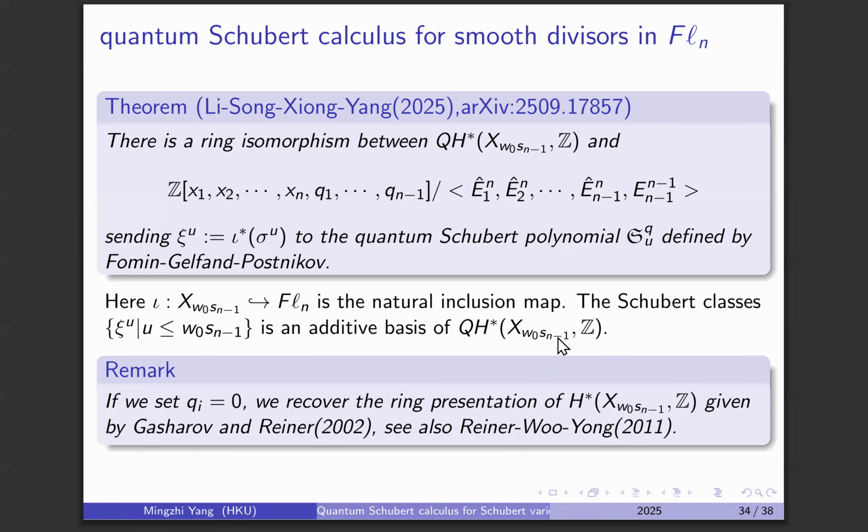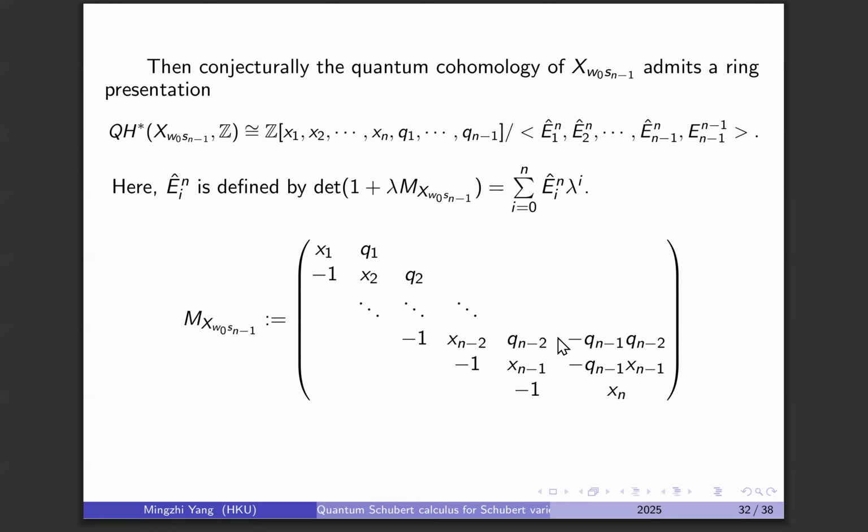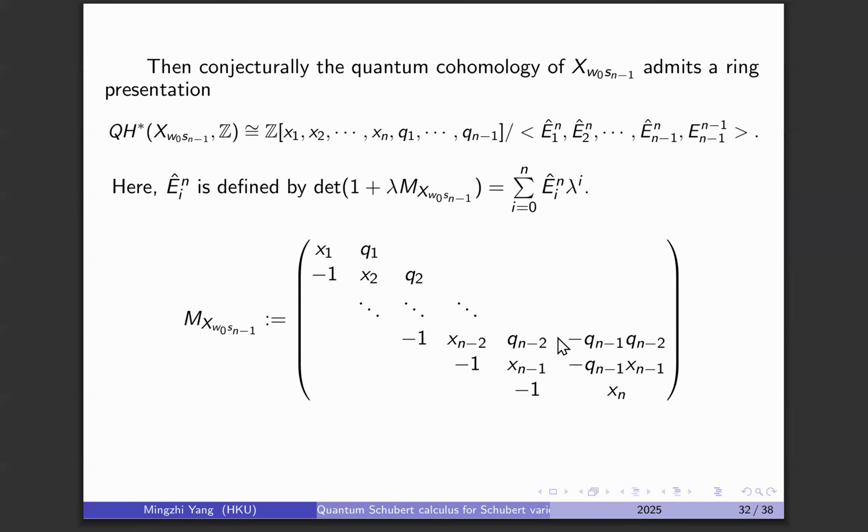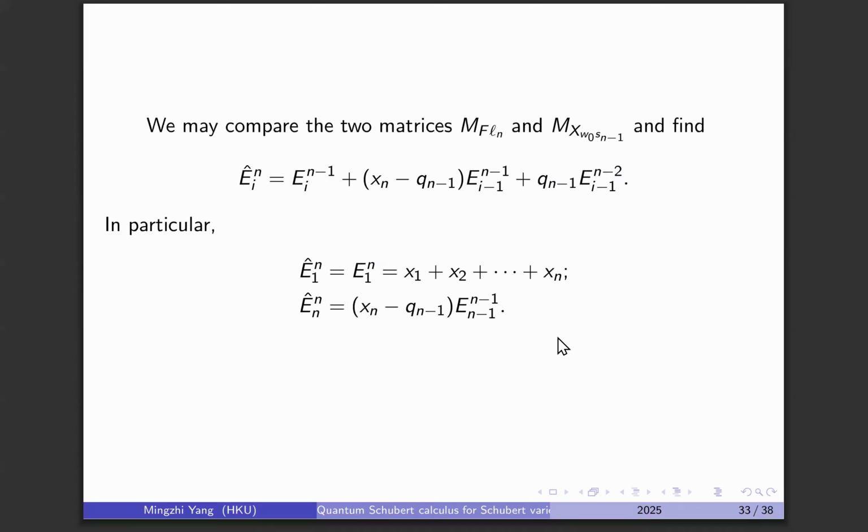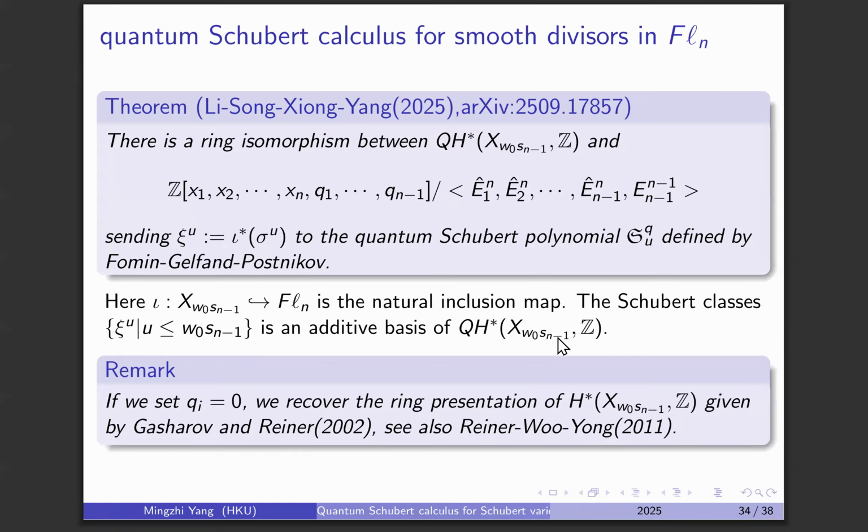And if you look at this matrix, if you set all the q to 0, no, you cannot set all the q to 0, sorry. Because I need to take out a linear factor here, En. But in the ring presentation, if you set all the q to 0, then you can recover the ordinary ring presentation of the superdivisors given by Gasser and Rayner, and also in Rayner, Wood, and Alice Young's papers.